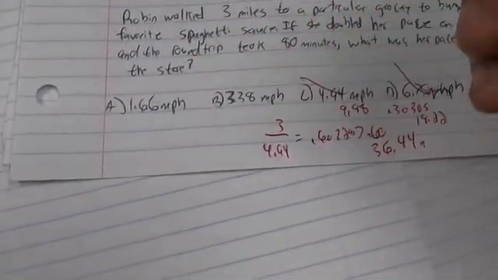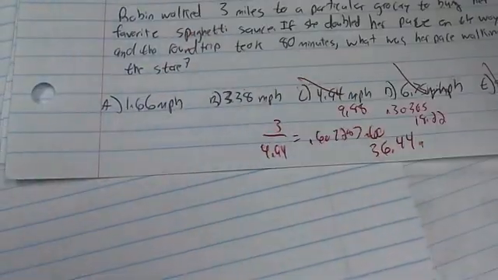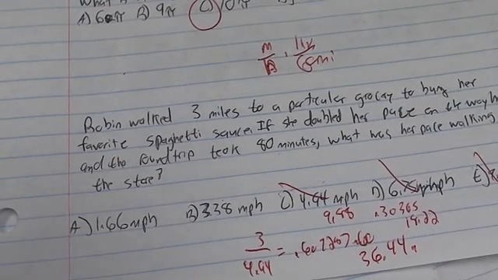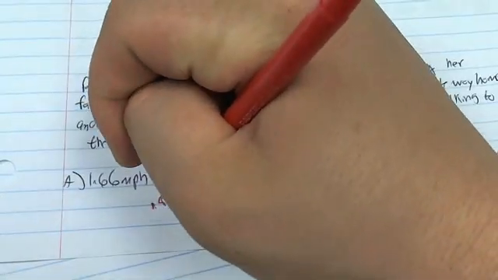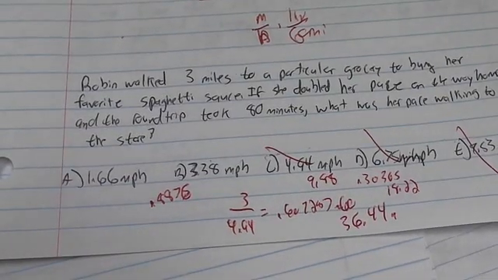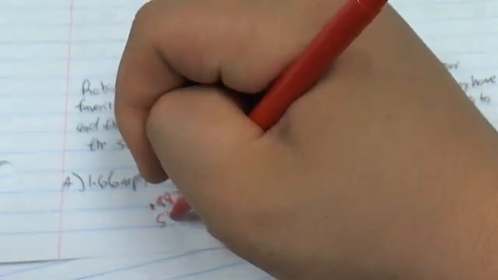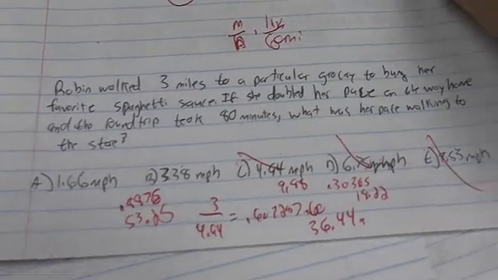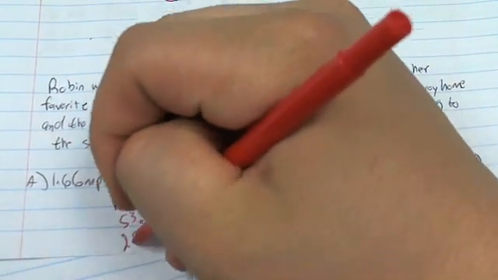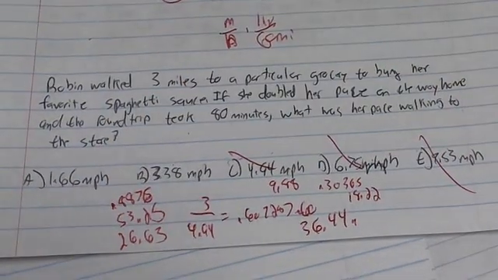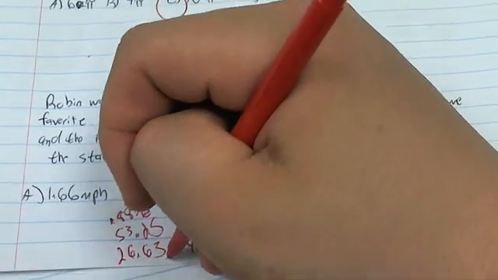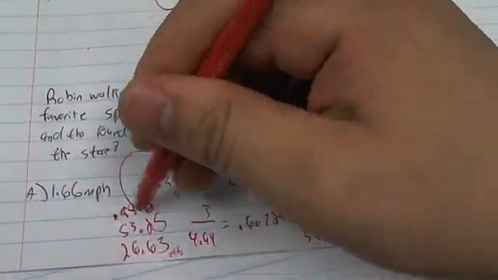So next one, just try B. So 3 miles divided by 3.38 is 0.8876 hours. Multiply by 60 to get the minutes, and you get 53.25. Now if you double the speed, the time will be half of this. So what's half of that? It's 26.63. You add those two together, 53.25 plus 26.63 gives you 79.88, which is really close to 80 minutes. So the answer is B.